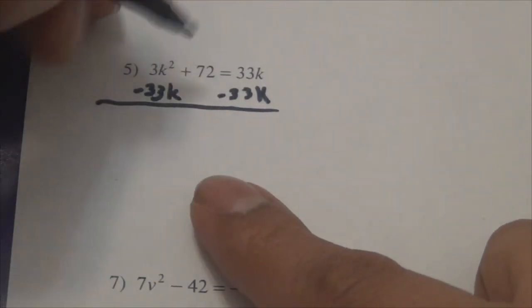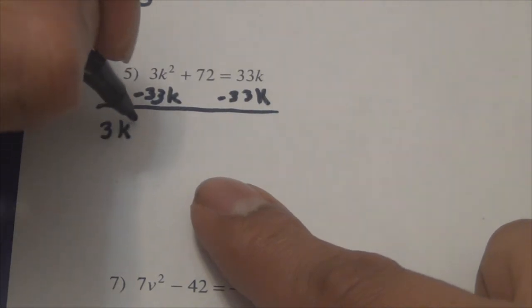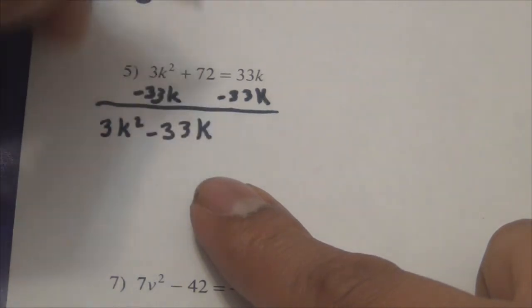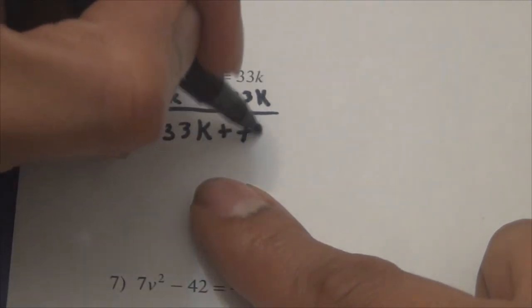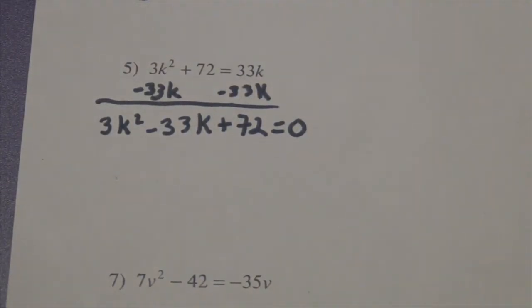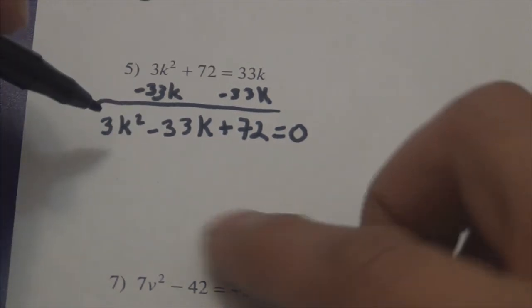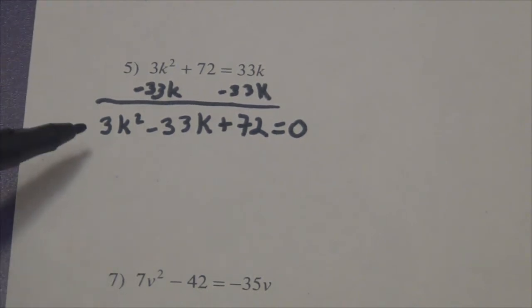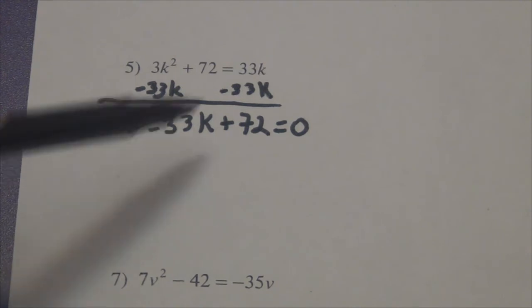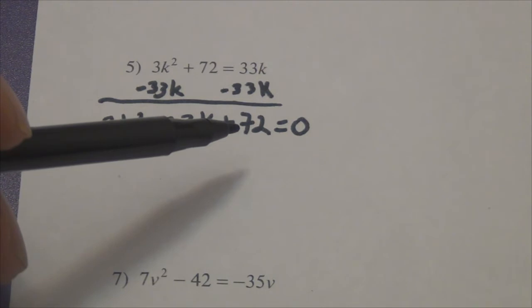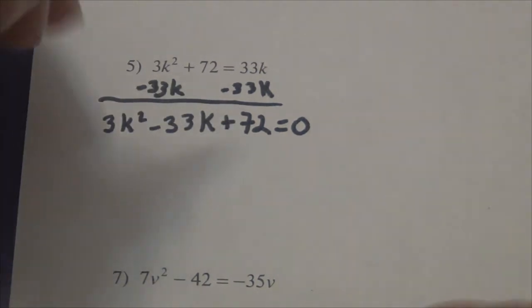So let me write the new equation. 3k squared minus 33k plus 72 equals 0. There you have it. Now I am going to factor. The first thing I'm going to do is see if there is a greatest common factor. It's sometimes the case. I know I can divide this by 3. I know I can divide this by 3. I don't know if I can divide 72 by 3. So you put it in the calculator and divide by 3 and see if you can. Then you're going to find out that you can.